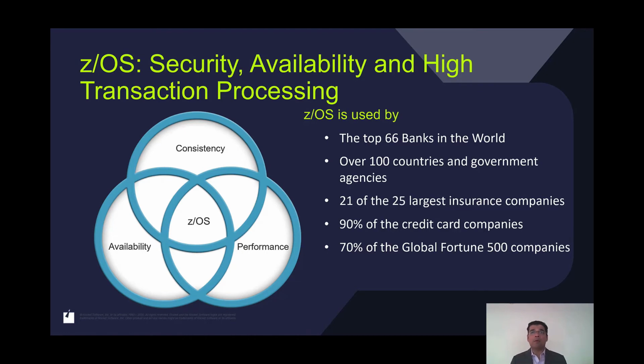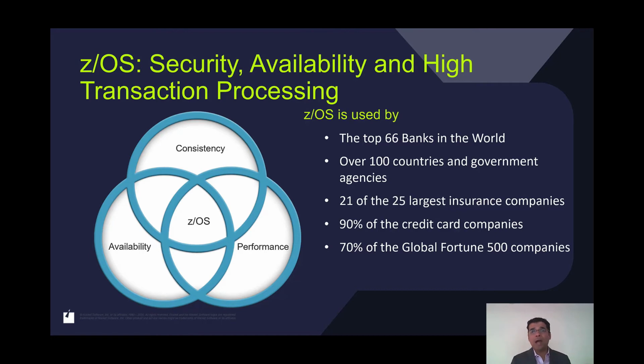The reason why it's a system of record for mission critical applications is that z/OS on mainframe breaks the constraints defined in the CAP theorem. You can have consistency, you can have availability, and you can have performance all at the same time. And that's what the mainframe is: the system of record, a high transaction processing, secure, highly available infrastructure to run applications.